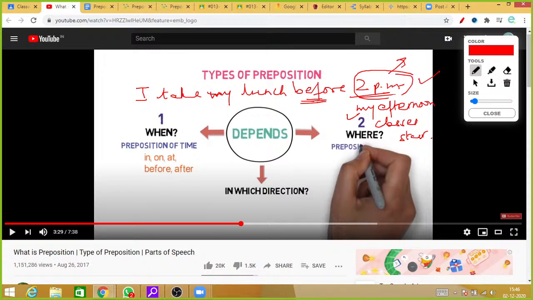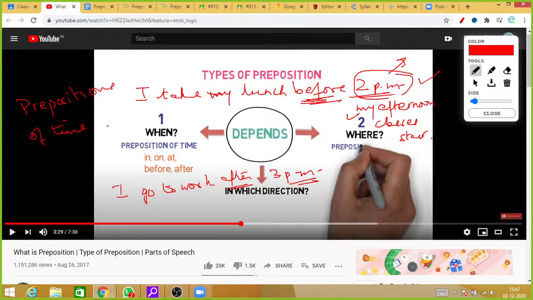So anybody else wants to make a sentence? Rasik, I explained everything and you left. Please watch the video again on YouTube. Yeah, I go to work after 3 p.m. Very good. So we have used before and after now. Both of these are prepositions. What are they? They are prepositions of time. Okay?